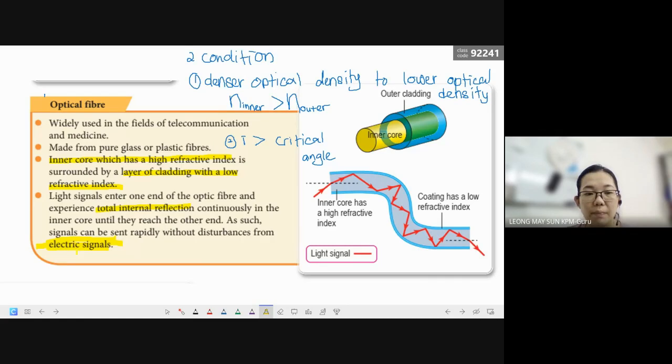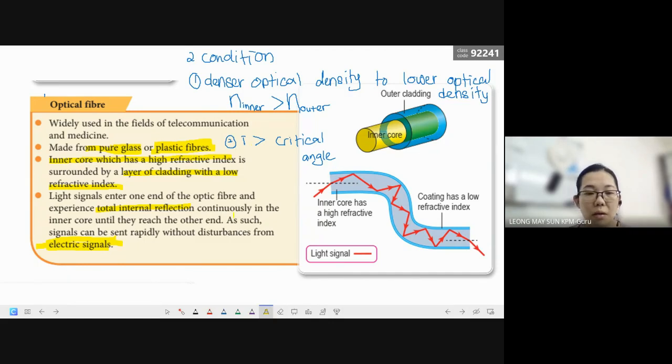Then fiber optics inside is actually glass, pure glass or pure plastic fibers. If you guys went to Sunway Pyramid, there's a concourse near Aeon, closer towards Sunway Pyramid. During the Christmas decoration, they actually use fiber optics as the Christmas decoration. That is using plastic fiber, because glass fiber would definitely be very heavy and very expensive as well.